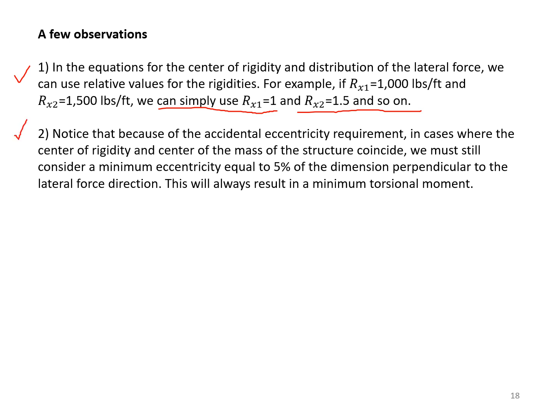Notice that because of the accidental eccentricity requirement, in cases where the center of rigidity and the center of mass of the structure coincide, we must still consider a minimum eccentricity equal to 5% of the dimension perpendicular to the lateral force direction. This will always result in a minimum torsional moment.